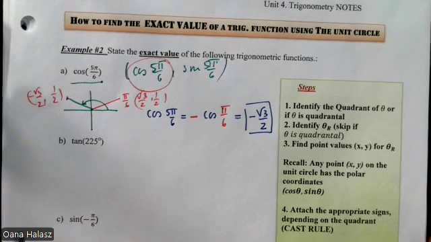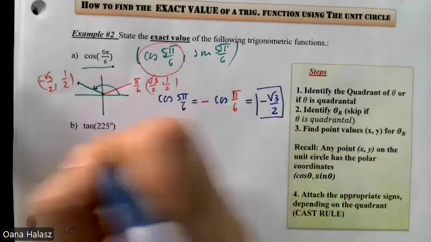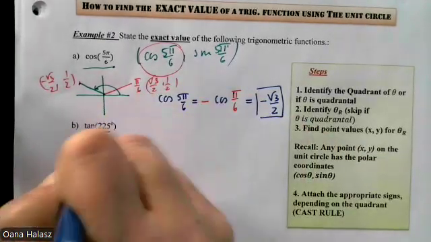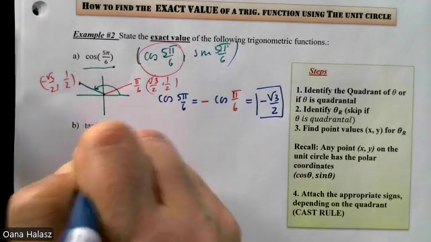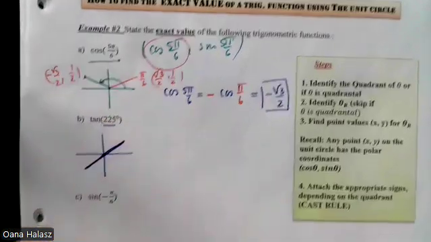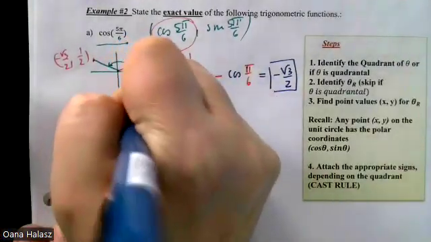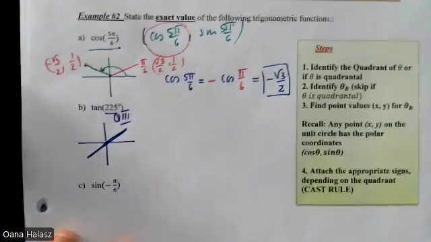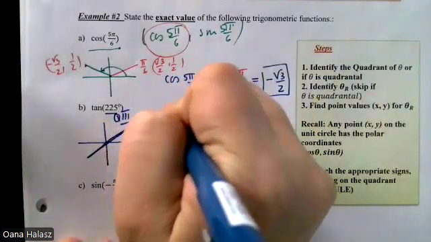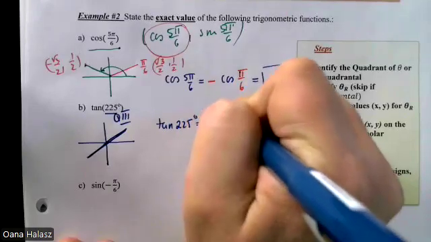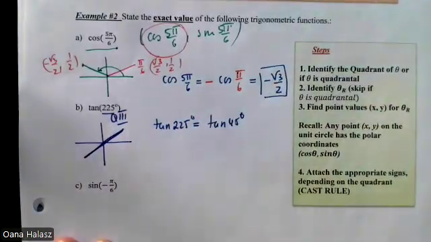Okay. Tangent of 225. 225 is 45-degree family of angles. Which quadrant? 3. Quadrant 3. So tangent of 225 equals tangent of 45 degrees.